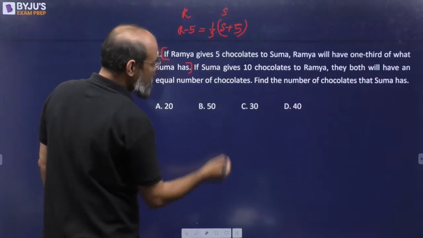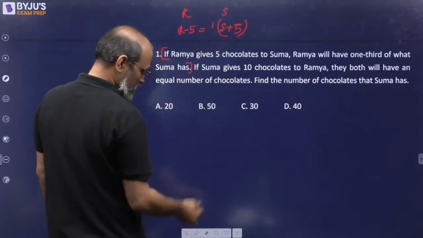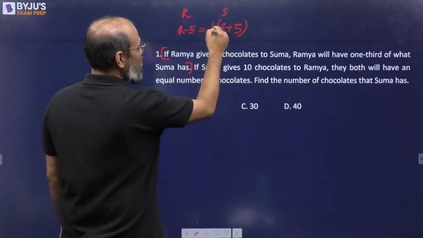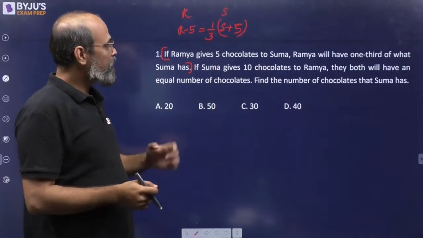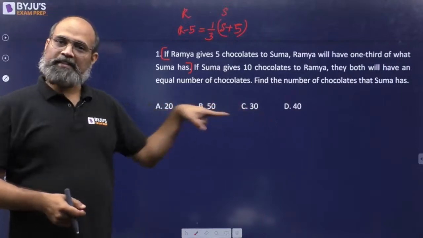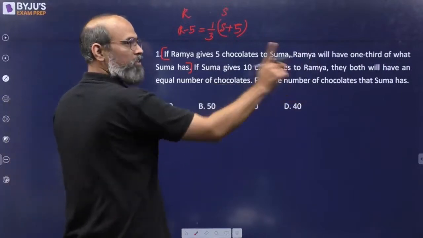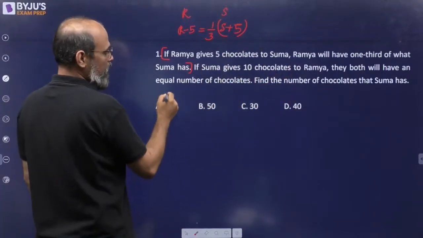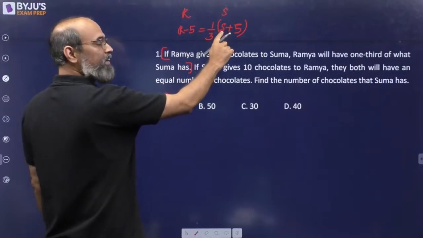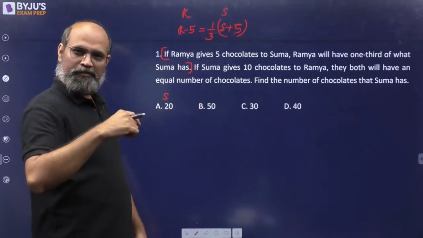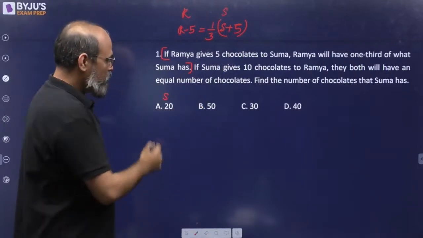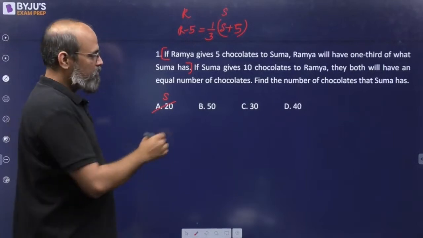Okay, so this is just to help you understand what is happening. Of course, you're not going to write down the equation and solve. Okay, let's take the example. Number of chocolates that Suma has. Suppose S is 20. So if I put 20 here instead of S, 20 plus 5 is 25. Can you calculate 1/3 of 25? Of course no. So this will not make sense.